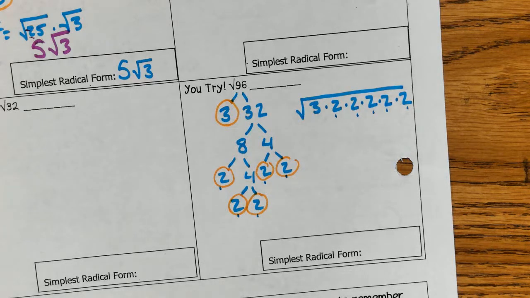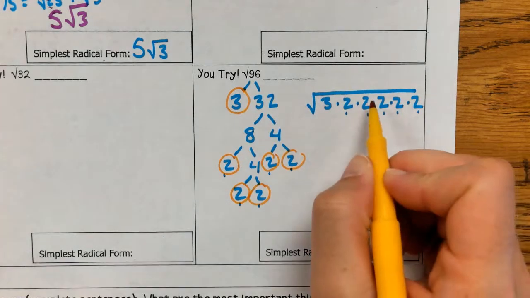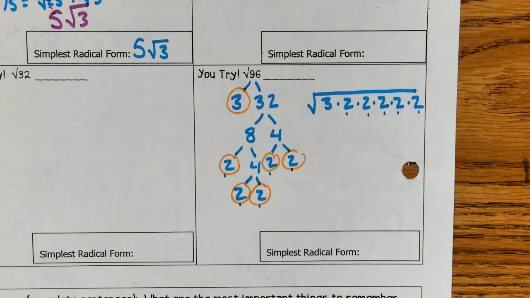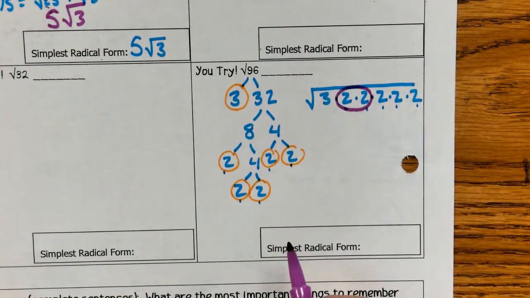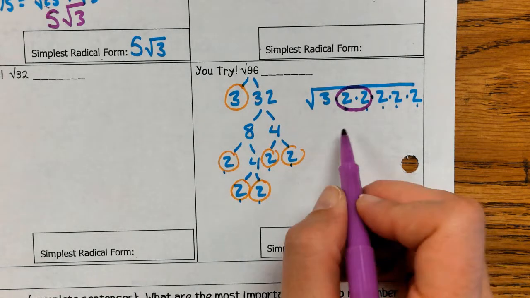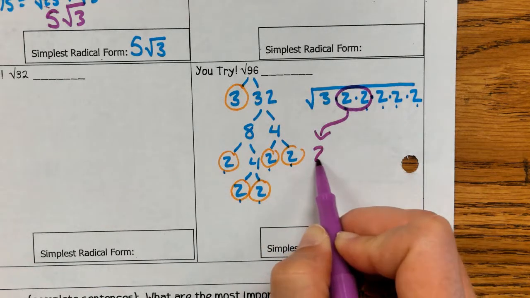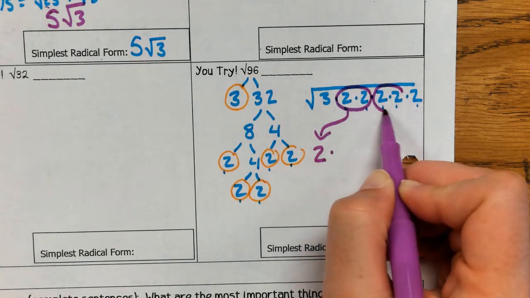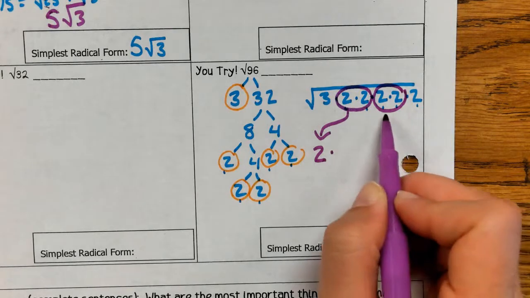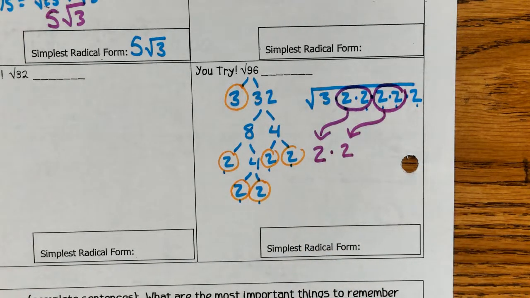So the first step is writing them all out. Our next step is going to be circling pairs of numbers. Here is one pair of 2's. I circled up that pair because 2 times 2 is 4 and the square root of 4 is 2, so I'm going to write it on the outside of the square root. We're not done yet though because we have another pair of 2's. 2 times 2 is 4, and if you take the square root you get 2 again.